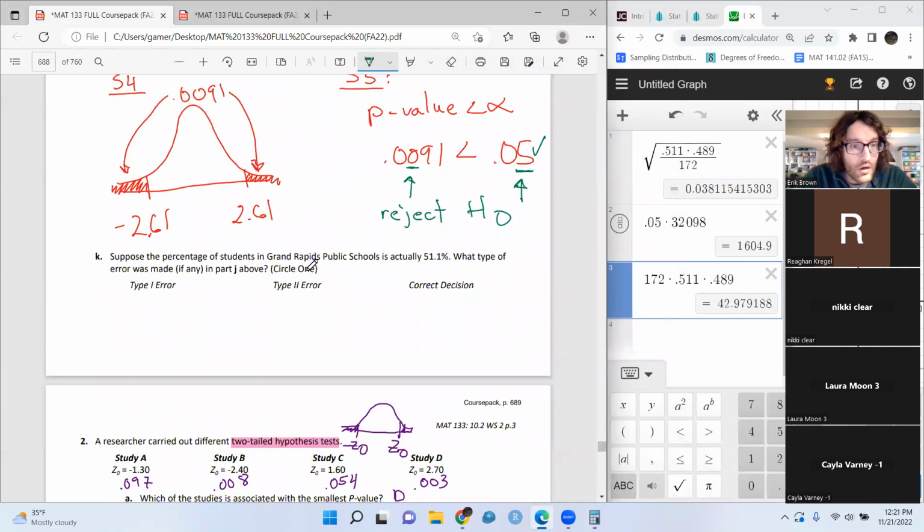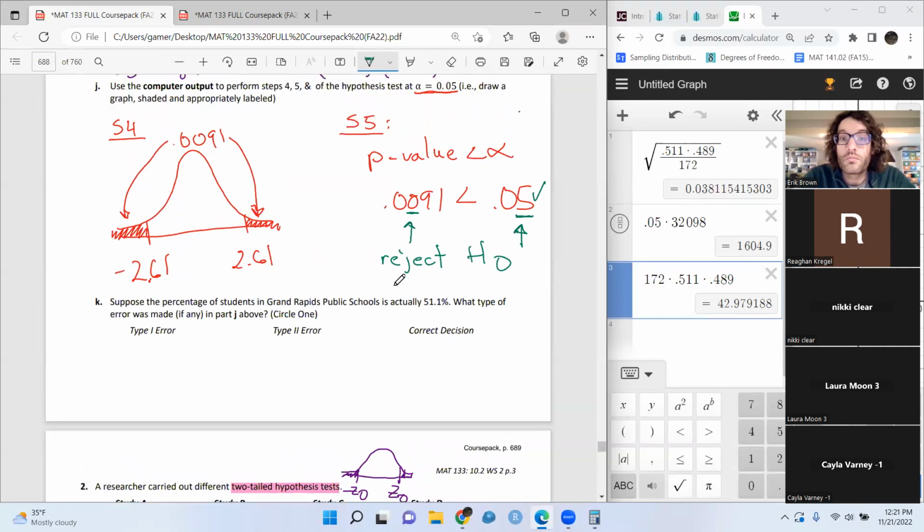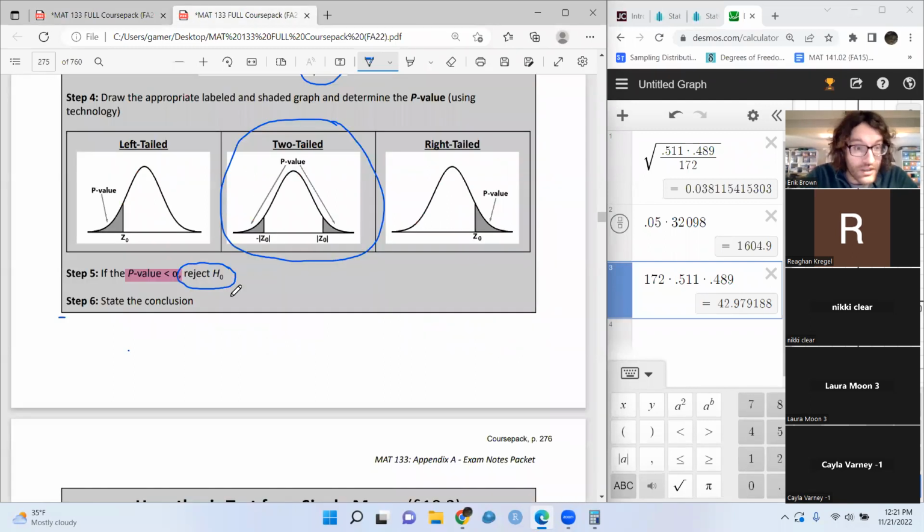Okay, so suppose the percentage of students in... so it's rejected even though the 0.05 is bigger than the 0.0091? Yeah, great question. I'm glad you asked that. So that's the criteria. If the statement is true, if the p-value is smaller than the alpha, then we reject H0. If the p-value is not smaller than alpha, then we do not reject. If it's helpful, you could write this: p-value greater than alpha means do not reject.